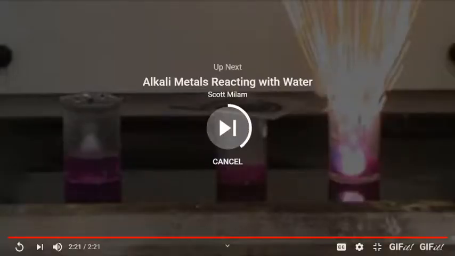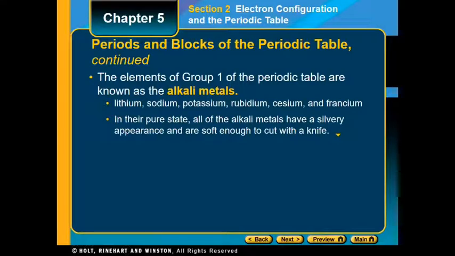Okay. So as you can tell from the video, yes, definitely as you move down the group, the reactivity does become more aggressive with either the air or the water, whatever it is it's going to react with. So that is your group 1 alkali metals.